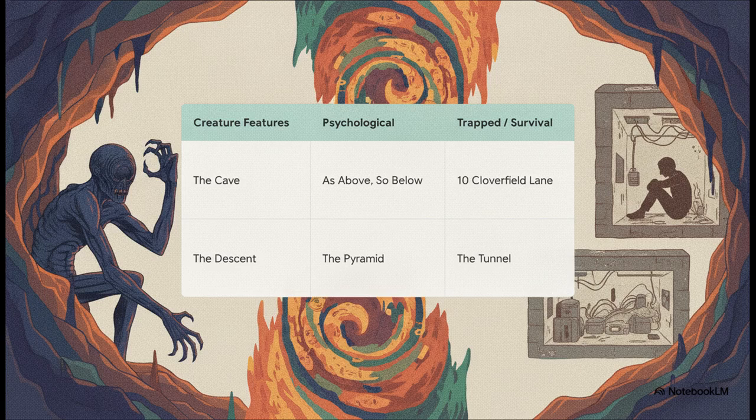Next, we plunge into psychological descents. Think As Above, So Below, set down in the Paris catacombs. Here, the underground isn't just a physical trap, it's like a mirror reflecting the character's deepest sins, basically straight out of Dante's Inferno. And finally, the trapped or survival category, which you see in films like 10 Cloverfield Lane.